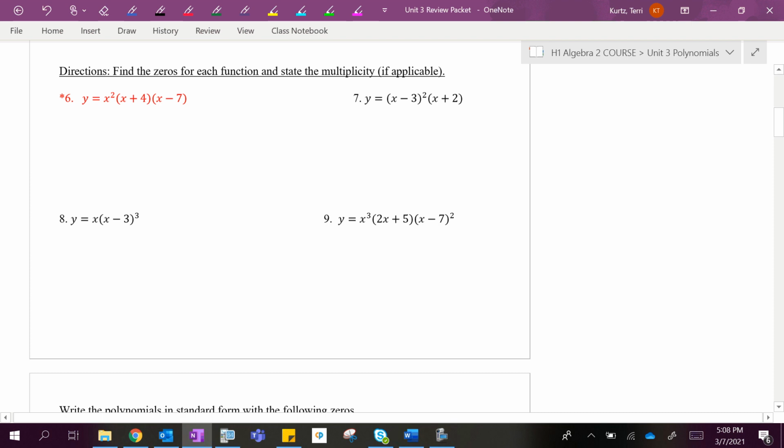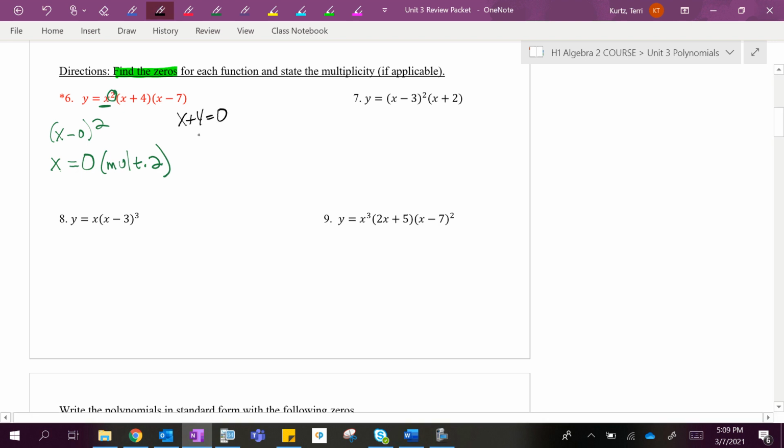Okay, find the zeros of each function and state the multiplicity if applicable. So on these, we're just finding the zeros. So we're going to set each factor equal to 0 and solve. Now, x squared, you can think about that as x minus 0 squared, right? But if we set that equal to 0, we're going to get x equals 0, right? So this squared means it has a multiplicity of 2. So one of our zeros for this is 0 itself, with a multiplicity of 2.